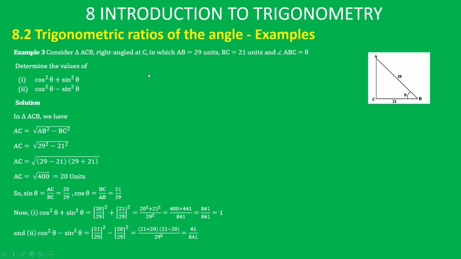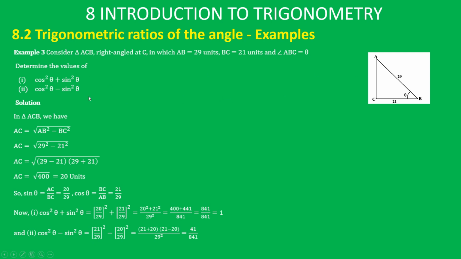Now consider this triangle ACB, which is right angled at C. This is right angle at C, in which AB is equal to 29 units. They didn't specify centimeters or meters or mm, so in general you can write units. And BC is equal to 21, which is given. And angle ABC is theta. We have learnt in video 1, you can call this angle as theta, with Greek letter.